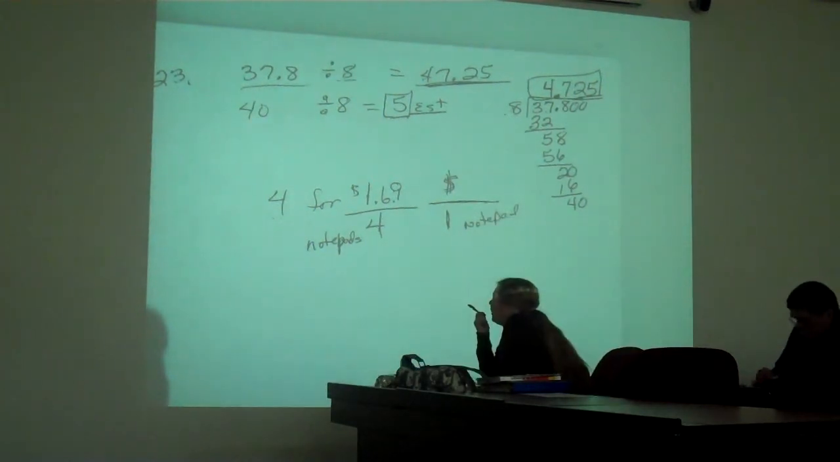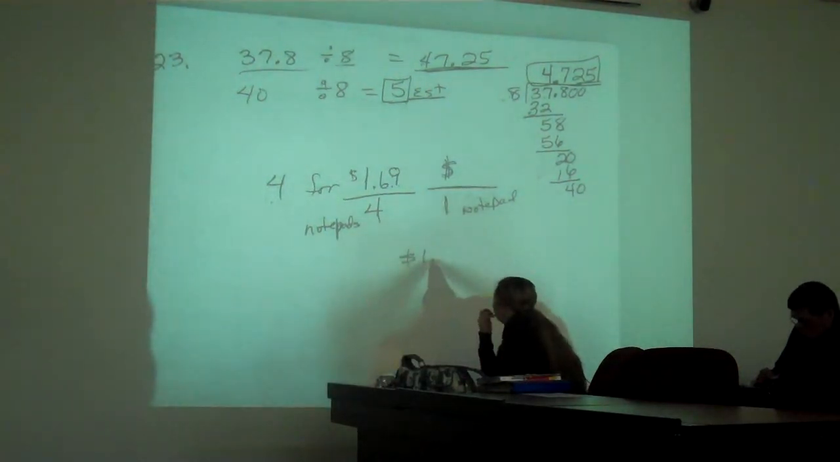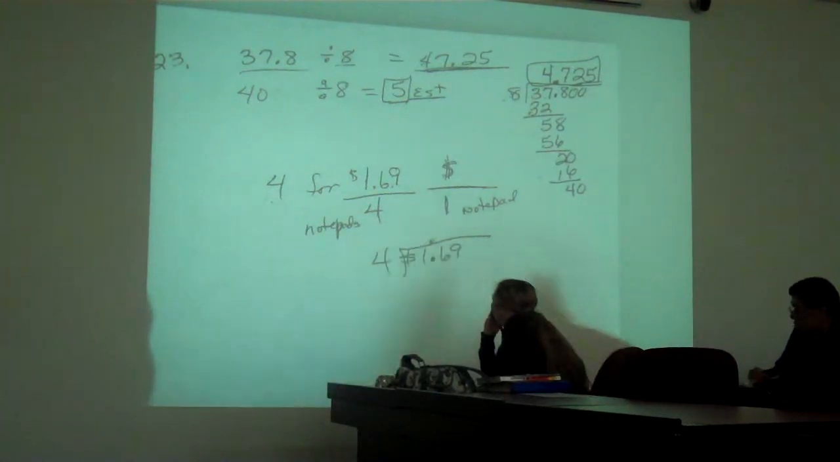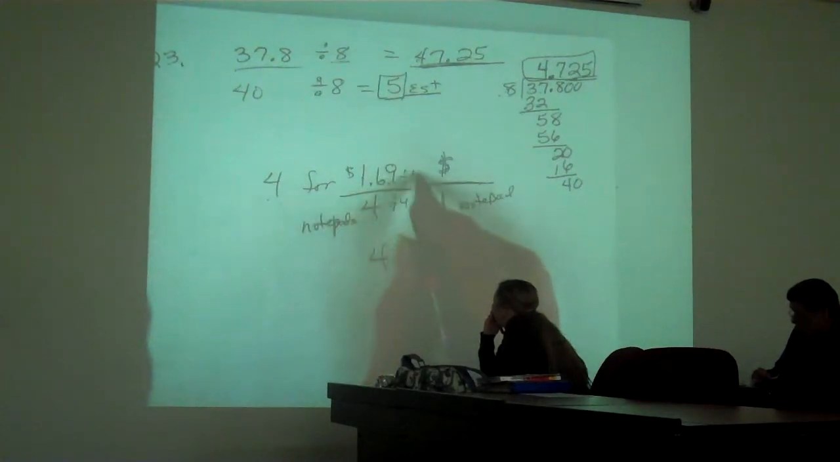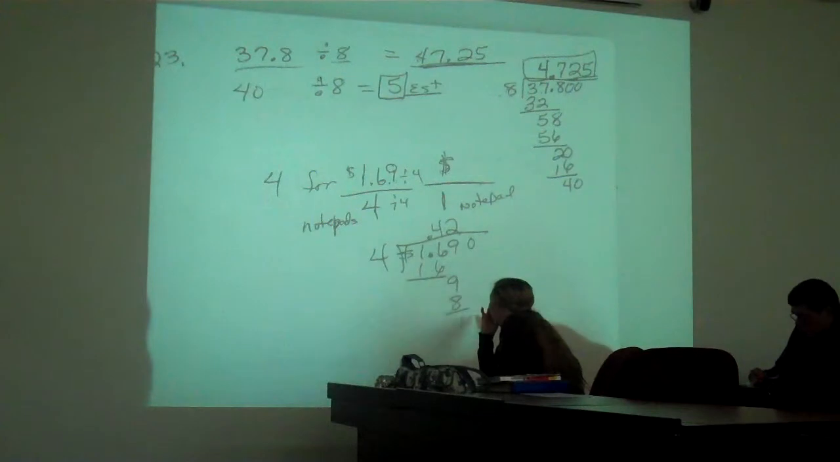So the $1.69 is not for all 4 notepads? Yes, it is the price for all 4 of them. So you need to divide that by 4 to find the price for one. Oh, okay. So divide it by 4. 4 into 16 is 4, and then 2, because the 9 comes down, 2 times 4 is 8. And then 4 into 10 is 2. And 4 into 20 is 5.